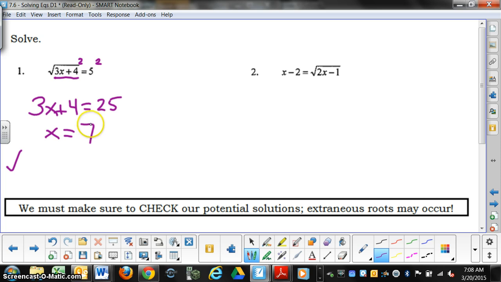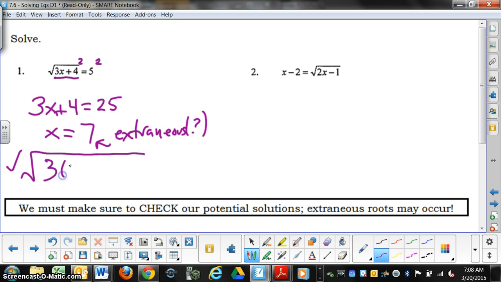Now, one of the nice things about this problem is that you can check your work. Unfortunately, sometimes you're going to get answers that don't work, so you have to keep your eyes out for those answers that try to sneak through and make you think you have an answer, but when you plug it back in, they don't really work. We call these extraneous solutions. So I'm going to ask myself, is this extraneous? To check, I am going to plug 7 back into the original equation and see if it's true. Is the square root of 3 times 7 plus 4 equal to 5?